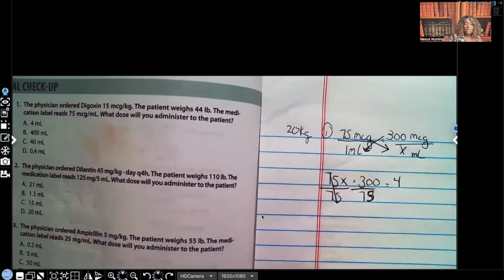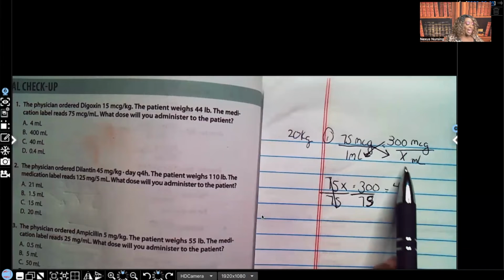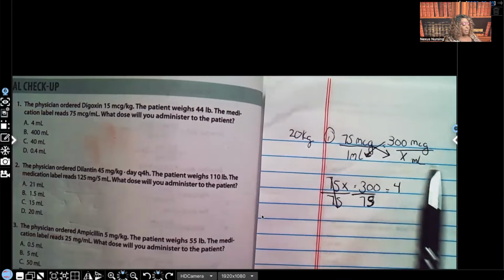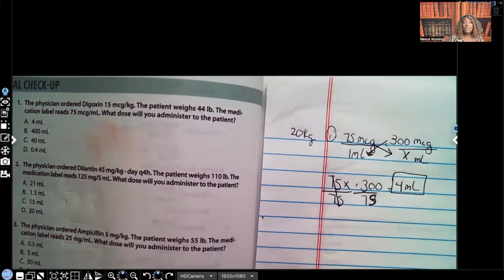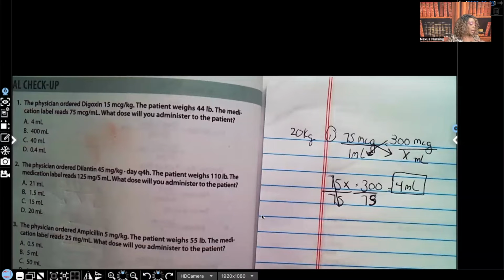So my answer is 4, but am I done? If I just leave it like this, is it going to be correct? Absolutely not. You always have to have your unit of measurement. If you forget, go back to X, because that's what we're solving for, and it's mL. So I'm giving 4 mL. That's why it's so important when setting up your problem to always put your units, because if you don't, you might make a mistake and get confused.